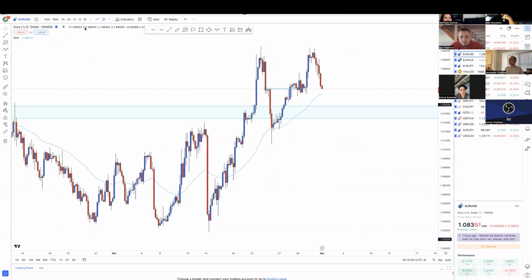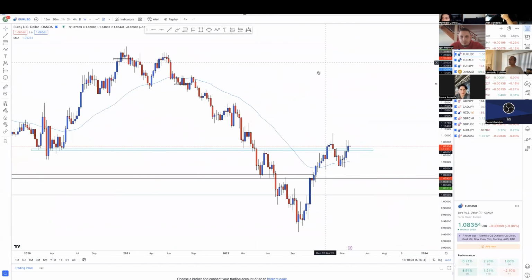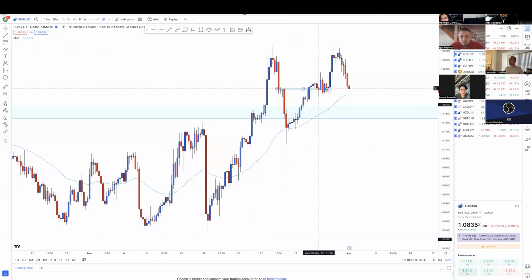Euro USD. Euro USD, we are bullish on this time frame. The daily time frame is bullish as well. Yeah, we are bullish. And then the 4-hour, we are technically bullish.